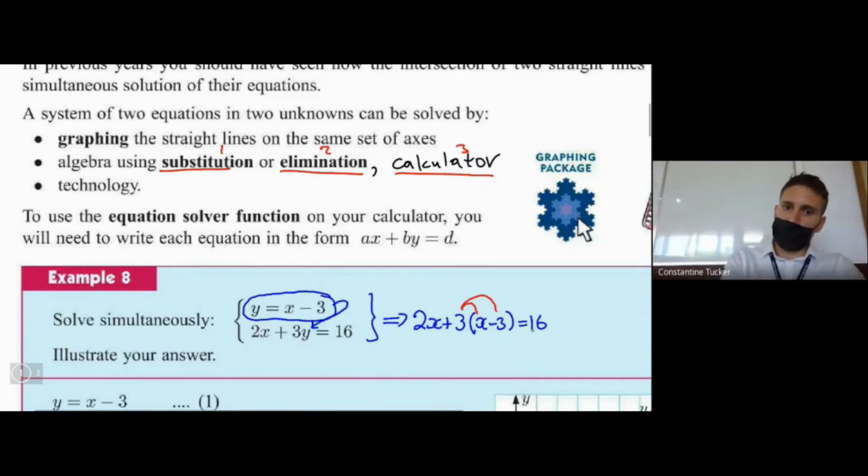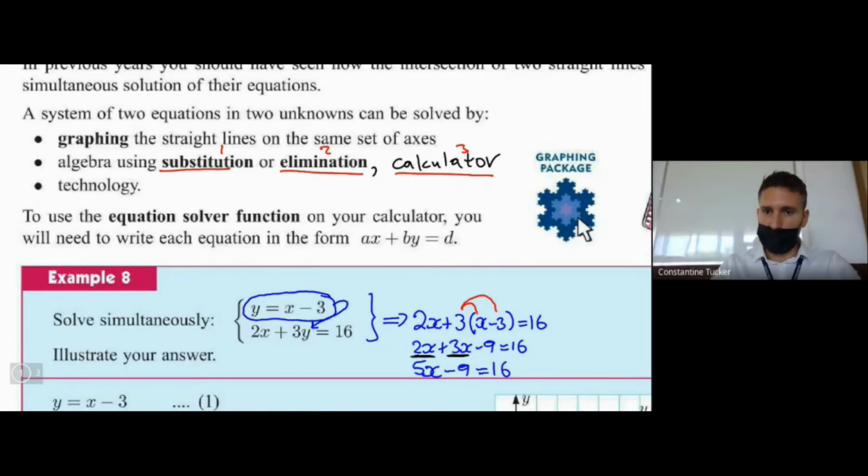So let's expand the brackets. We get 2x plus 3x minus 9 is equal to 16. We'll just multiply the brackets, expanding by multiplying by 3. And now we'll collect like terms here. So 2x plus 3x gives us 5x. So we have 5x minus 9 is 16. Let's just carry on here.